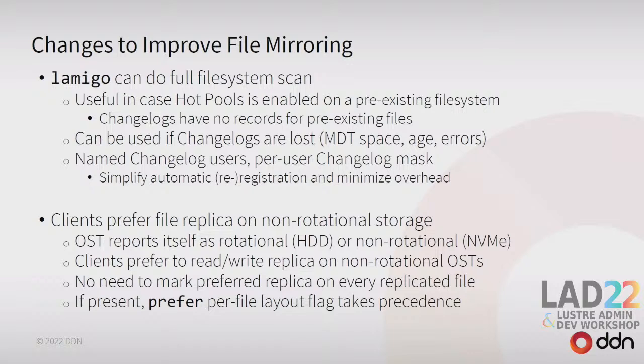Another enhancement is the possibility to know the rotational status of a given pool. So it means, are you defining a pool that consists of disks or of NVMEs, SSDs? It's possible for Lustre to report the status. If you define a pool, then you can have access to the information whether it's based on rotational or non-rotational storage. And more importantly, the client would automatically prefer the pools that are non-rotational. Of course, you can still use the prefer flag on your pools, but this feature saves you from having to set this prefer flag on every OST pool.